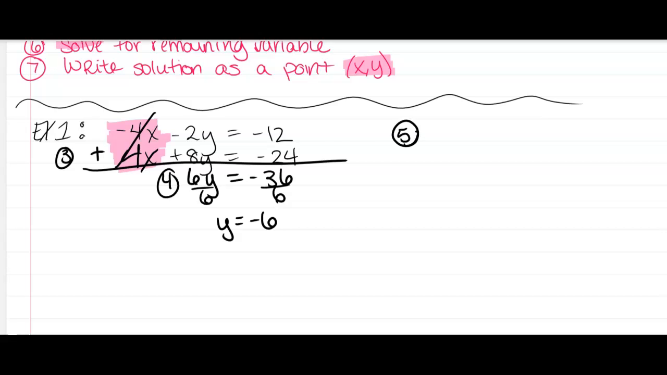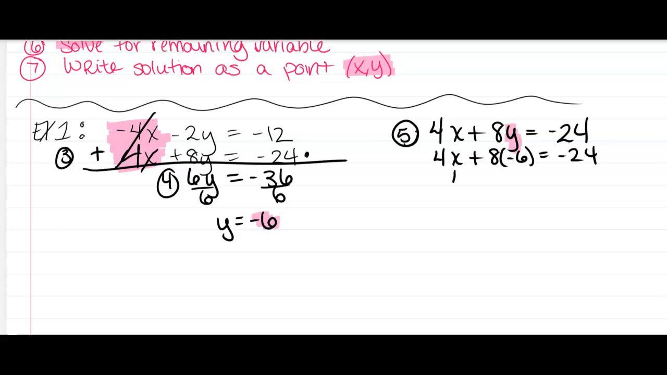Step 5 is using either one of the original equations and substitute the y value. So let's go ahead and use the second one because it has less negatives on it. So we're going to use 4x plus 8y equals -24. And now that we have our y value of -6, we're going to substitute to solve for the remaining variable. So we get 4x plus 8 times -6, which is -48, equals -24.